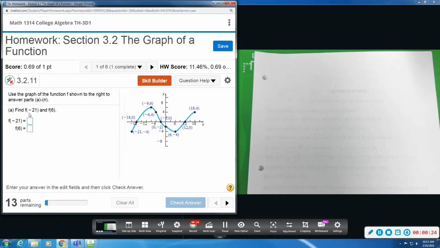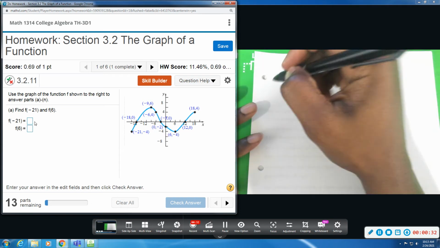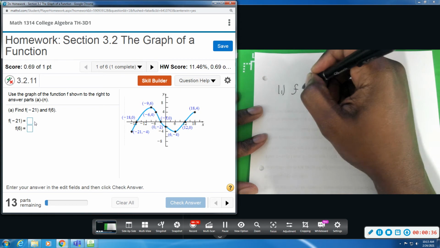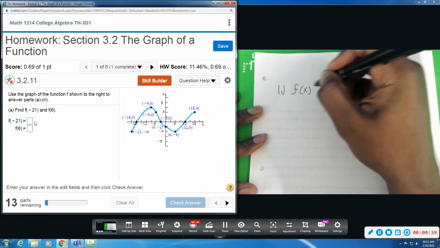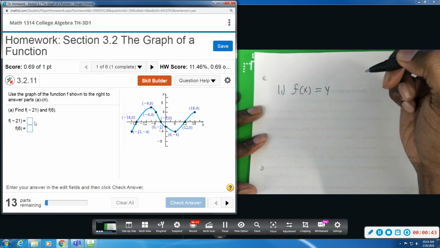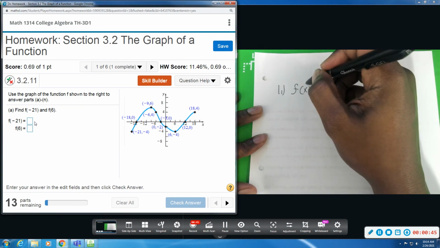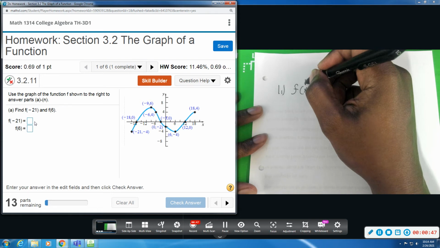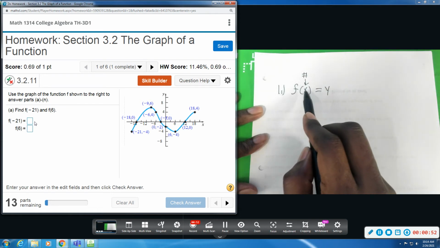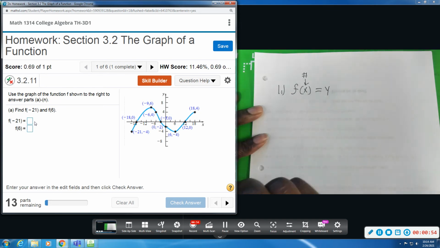So we're given f of negative 21 and f of 6, and we want to know what they are equal to. Okay, so what this notation means, you want to understand that f of x is equal to y. When they replace x with a specific number, they're telling you x is this number, you tell me what the y value is.